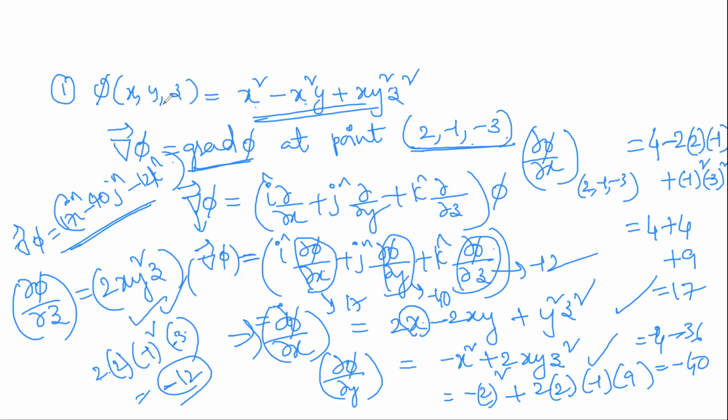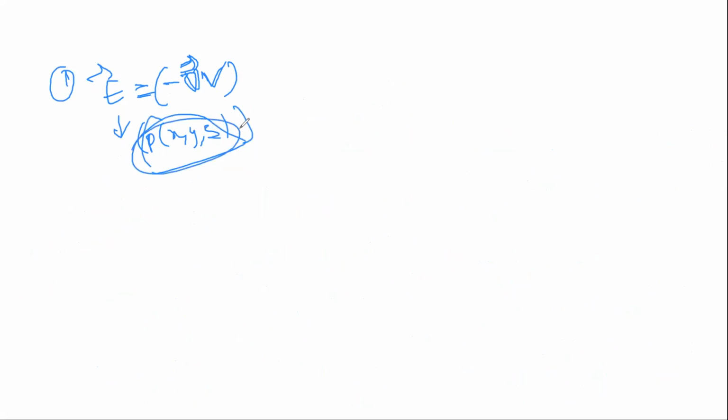Okay, similarly, we know the relation between electric field and scalar potential: E is equal to minus grad V, right? If in the exam they ask you to find the electric field component at a particular point P (x, y, z) due to a scalar potential function V, then we can easily calculate the electric field vector also. Okay, let us do some more problems.